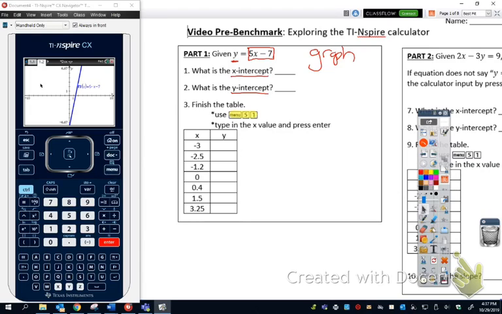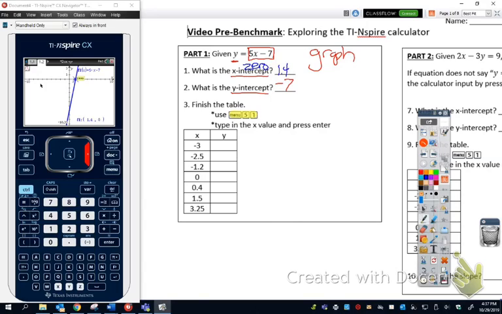So, menu 5-1, if you hit the down arrow button, that's the y intercept. So my y intercept is negative 7, and if you arrow over to the 0, that is another name for the x-intercept. The x-intercept is 1.4.